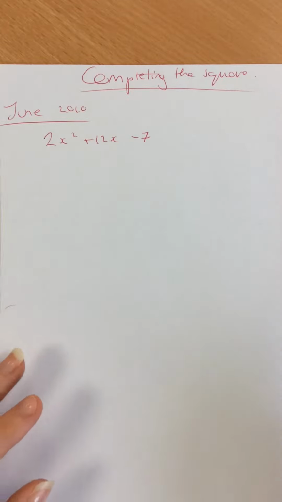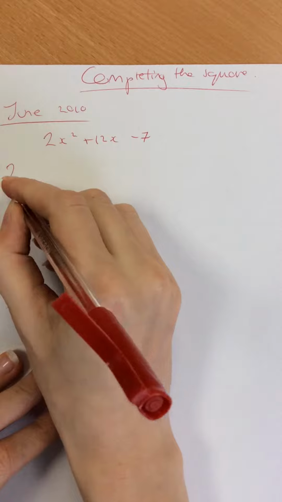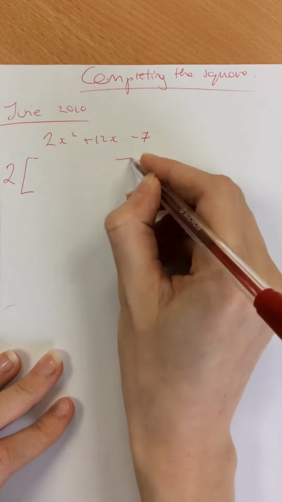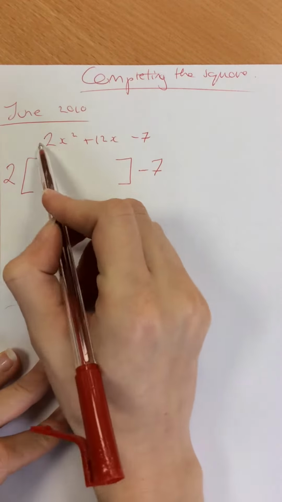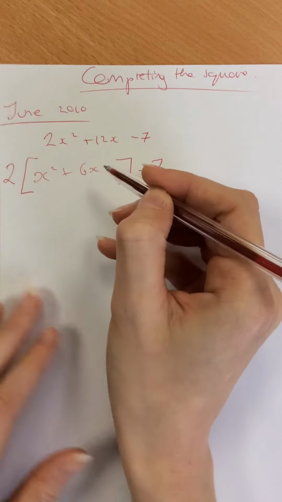Okay, it's a June 2010 question on completing the square. There's a coefficient in front of x squared, so we need to factorise that out first. Outside the square bracket, leave the minus 7 at the end. So factorising out here, we get x squared plus 6x.